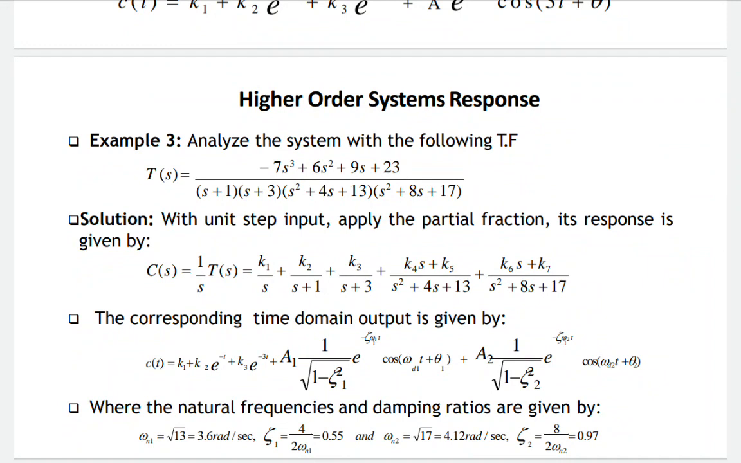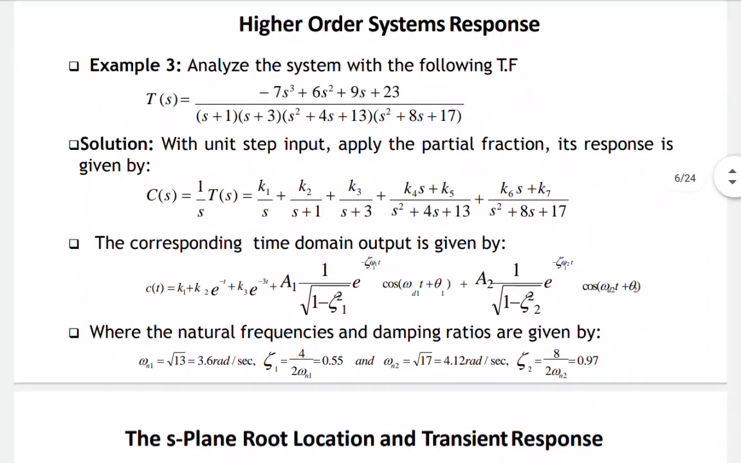Here omega d is the damped frequency, and the relation between omega d, omega n and xi is omega d equals omega n root under 1 minus xi square. So that should be in your mind. Omega n is the undamped natural frequency, theta 1 is the respective argument for the same, plus a2, which is the constant that clubs the values k6 and k7, multiplied with 1 by root under 1 minus xi2 square, exponential of minus xi2 omega n2 t, multiplied with cosine of omega d2 t plus theta 2.